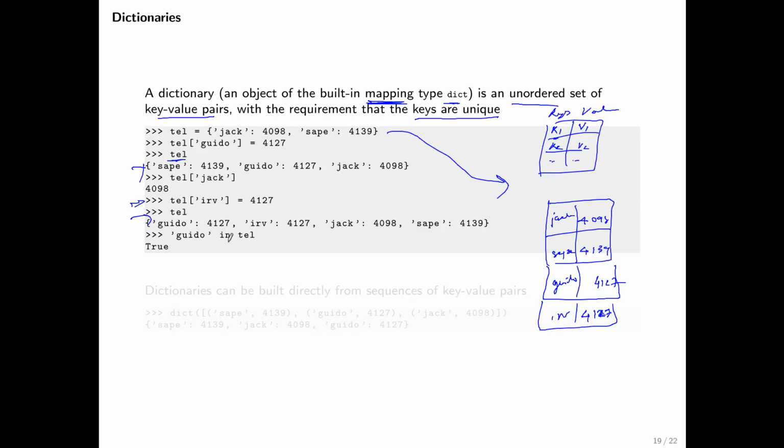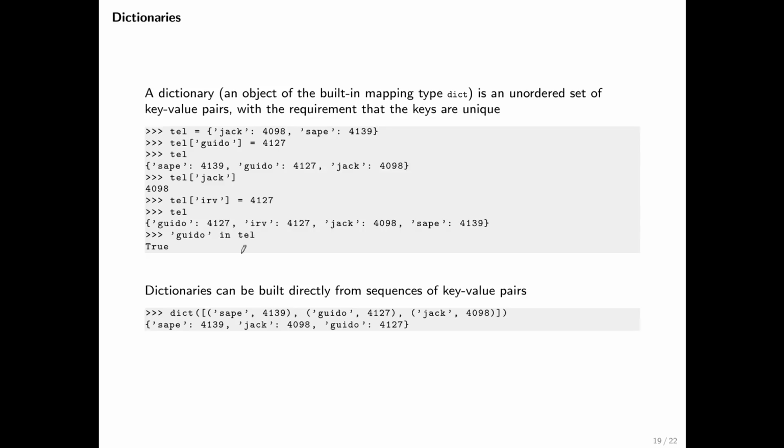And then finally we can use the in keyword to check for containment of keys. So you can check if Guido exists as a key in this dictionary and it comes back with true. Whereas if I say something like Swami in tell, that's going to give me false because Swami is not a key in this dictionary. Okay. So that's that.